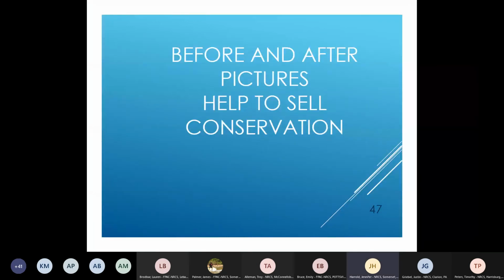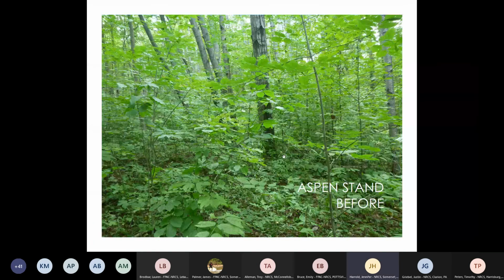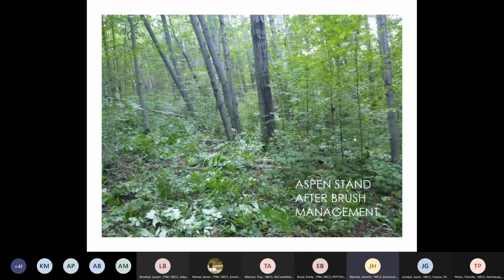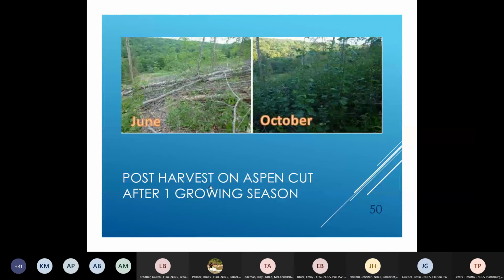Okay, so before and after pictures. This is an Aspen stand before management. And this is after management to control the brush. This is a post harvest on an aspen cut after one growing season. So you can see that they selectively cut, and then the ash are starting to grow.